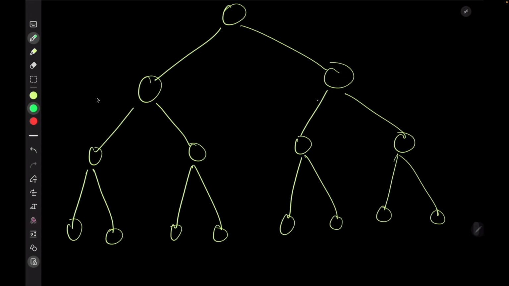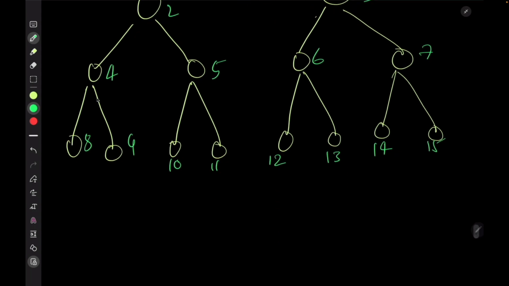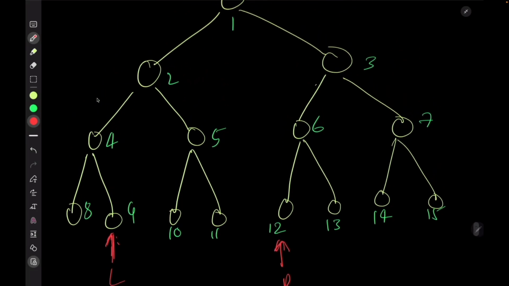Okay, its index is 1, 2, 3, 4, 5, 6, 7, 8, 9, 10, 11, 12, 13, 14, and 15. Suppose now we wanted to query from this index from here, up till from here to here. Now what would have happened?